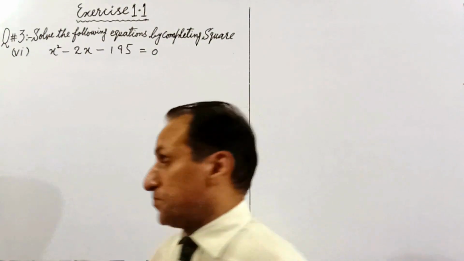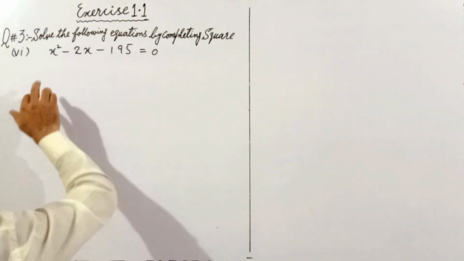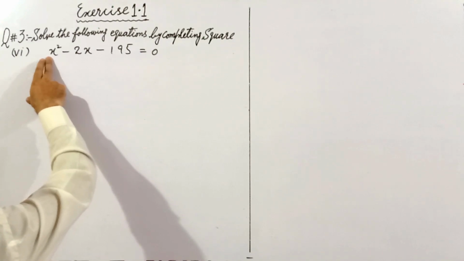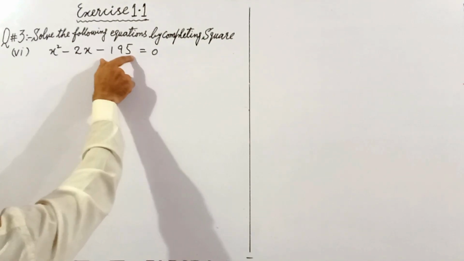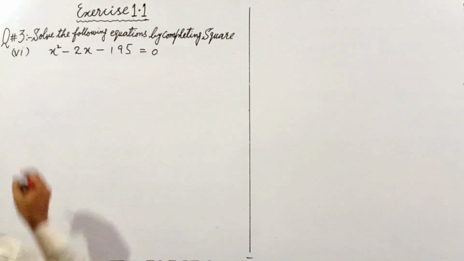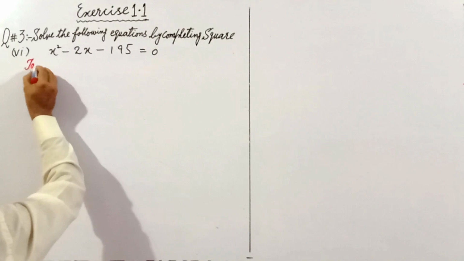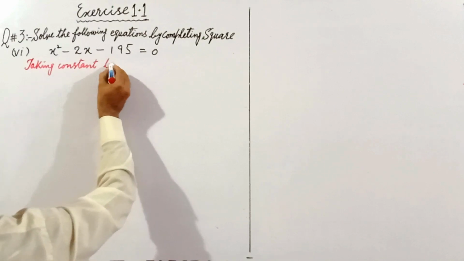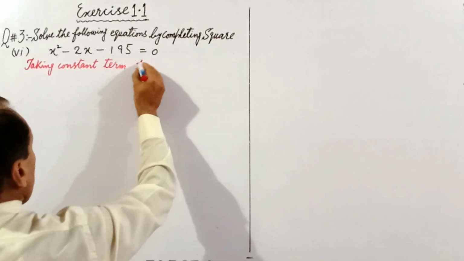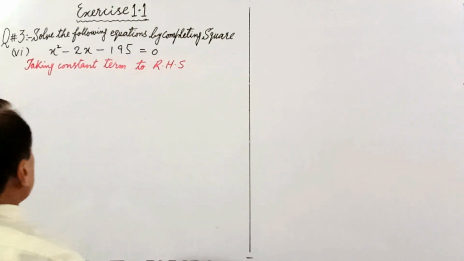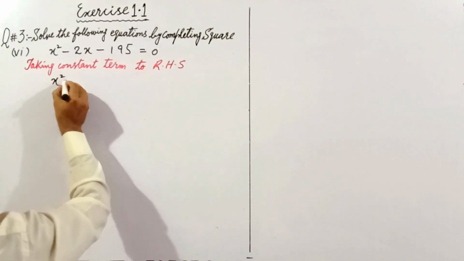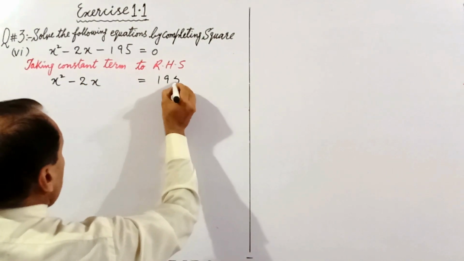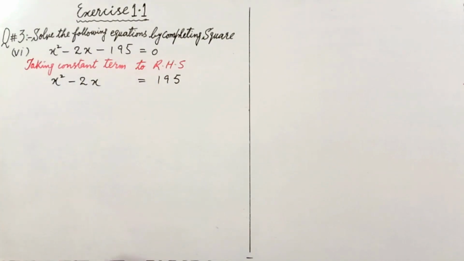Let's do part 6. As we have 1 as quadratic coefficient, there is no need to divide it. So we do the second step. The constant term is taken to the right hand side. So by taking constant term to right hand side, we have x square minus 2x is equal to 195, as minus will become plus when it's taken to the right hand side.